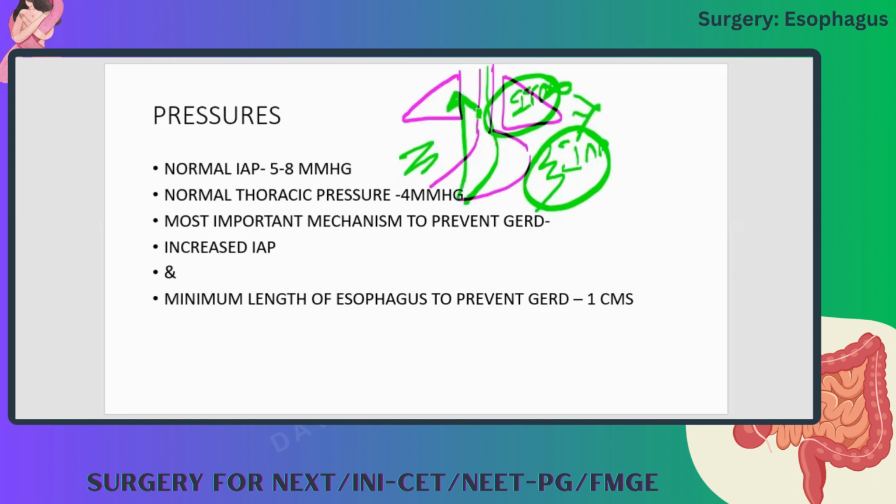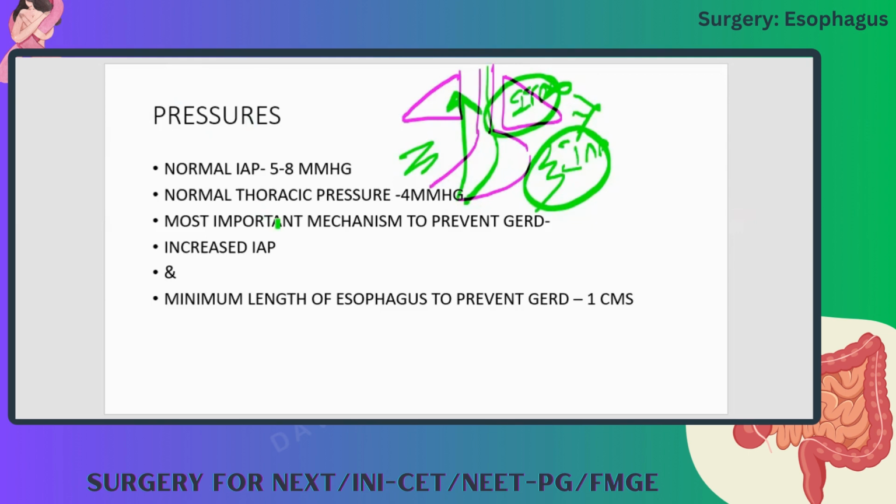Yes, sir. Simple. Nothing else. Just remember the pressure should be as prescribed, like 5 to 8 in the abdomen and -4 to -6 in the thorax. If this is altered, there will be imbalance. There will be reflux of contents from below to above.